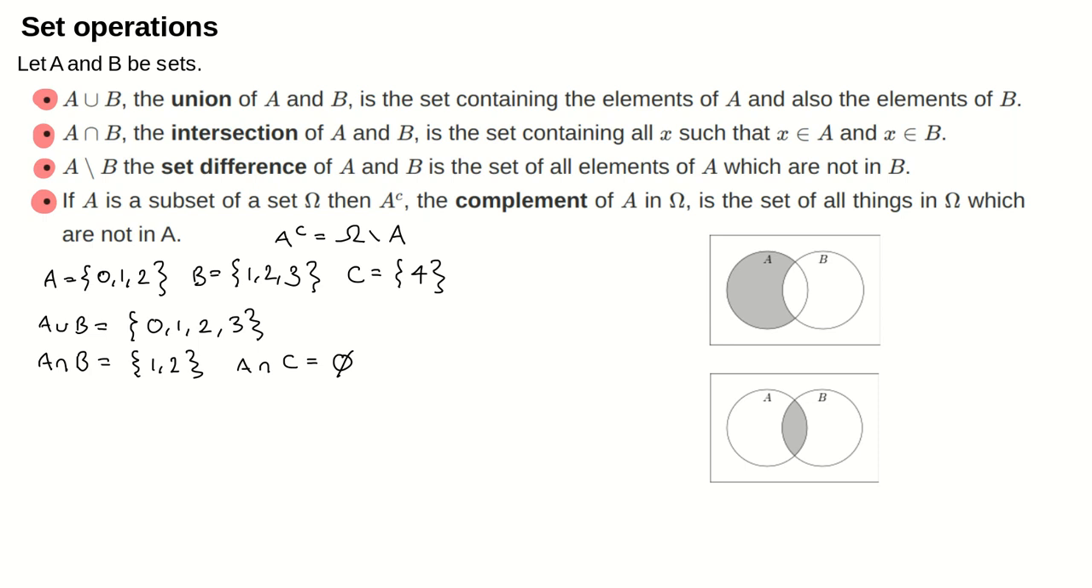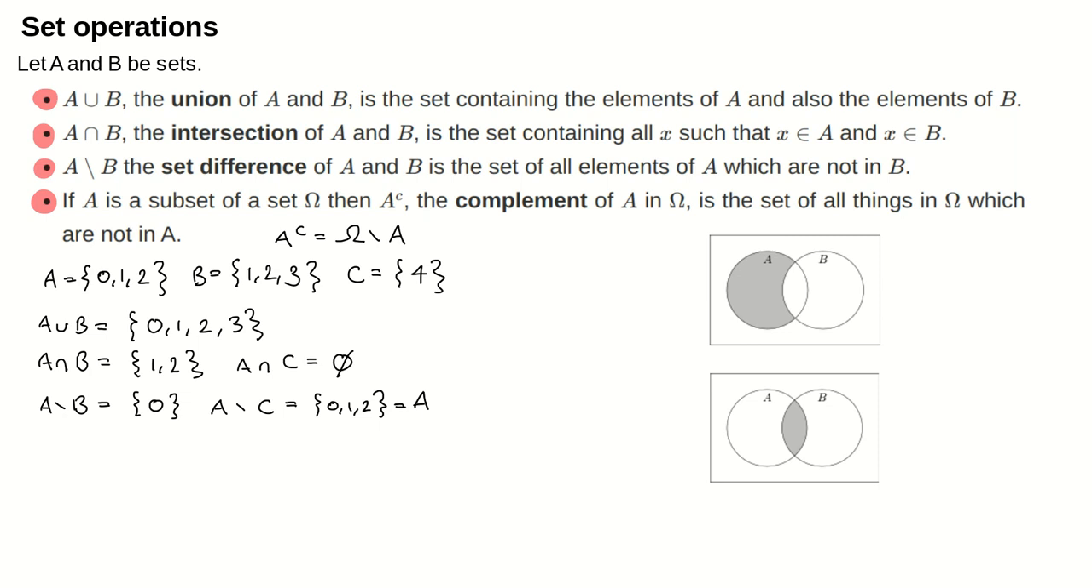Okay, next the set difference. If we do A take B, that means all the things which are in A but which are not in B. So the only thing which is in A but not in B is the element 0, so this is A take B. But on the other hand, if we work out A take C, well, the elements of A which are not in C are 0, 1, and 2. In other words, this is all of A again.